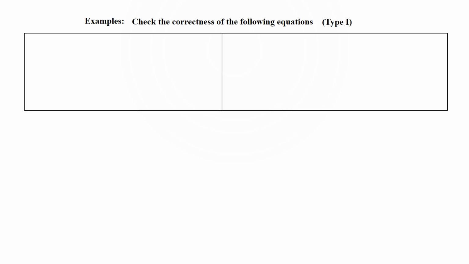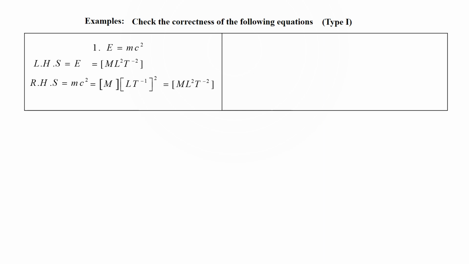This is type 1. The first one: E equal to mc square, where E is energy, m is mass, c is speed of light. LHS is E, which is energy, having dimensions ML^2 T^-2. RHS is mc square: m is mass, so M, c is speed of light, LT^-1, and the square is there. So we get ML^2 T^-2. LHS equals RHS, so the equation is correct. Let's go to example number 2.